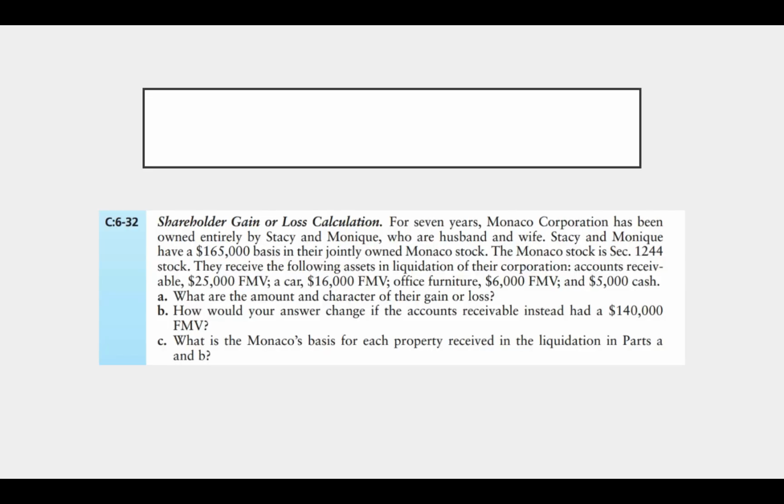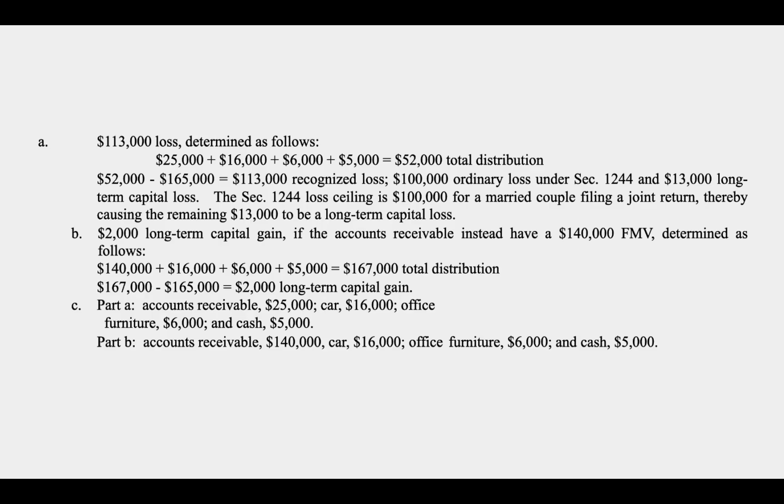All right, Part B, how would your answer change if the accounts receivable instead has a $140,000 fair market value? Okay, so now the amount that we receive is going to be $140,000 of accounts receivable, $16,000 of car, $6,000 of furniture, and $5,000 cash. So the amount received is a total value of $167,000. I subtract my adjusted basis of $165,000 and I get a $2,000 long-term capital gain.